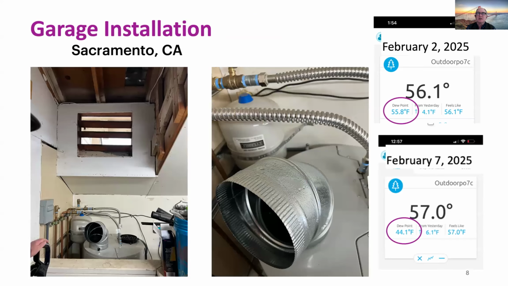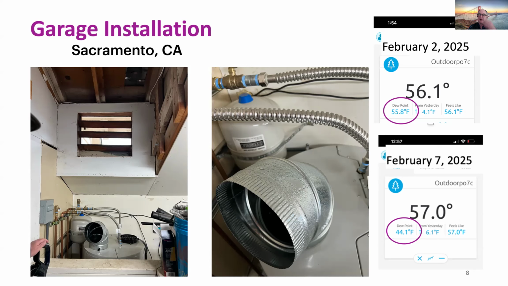Now, garage installations. This is a Sacramento installation. It's a garage, plenty of airflow. You can see the duct right above the water heater in the left picture, but you'll notice condensation on the top surface of the duct, which is directing the air away from the ceiling. So the dew point for those 2 days, February 2nd and February 7th, is 56 and 44 degrees. Temperature is similar on both days, but we're seeing moisture condensing on the ductwork itself.